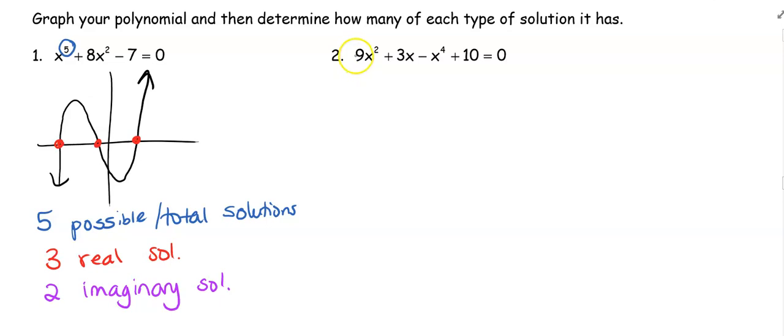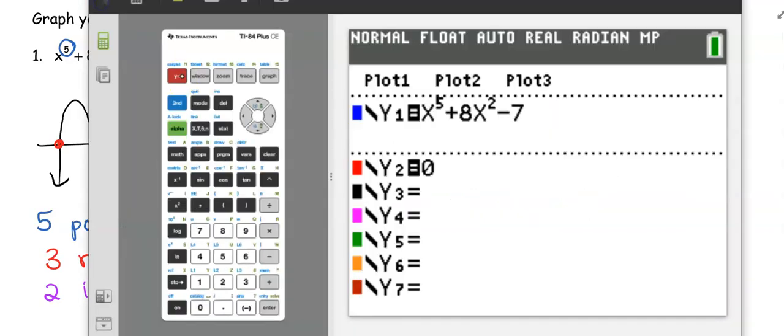All right, if I go to number 2, we've got 9x squared plus 3x minus x to the 4th plus 10. Don't get fooled. Remember, it's not just the first term. You have to look. This one, unfortunately, was not in standard form for us. Our degree is 4. That means that I have 4 total solutions. We go to our calculator, y equals, clear that out, 9x squared plus 3x minus x to the 4th, arrow out, plus 10.